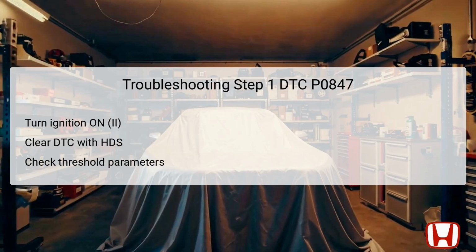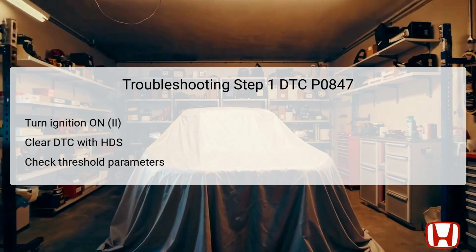The first step in troubleshooting DTC P0847 involves turning the ignition switch to the ON position. This action powers up the vehicle's electrical system without starting the engine, allowing the technician to access diagnostic tools. After switching on, the next step is to clear the DTC using the HDS, Honda Diagnostic System tool. This resets the system, allowing for a fresh assessment of the transmission's performance.